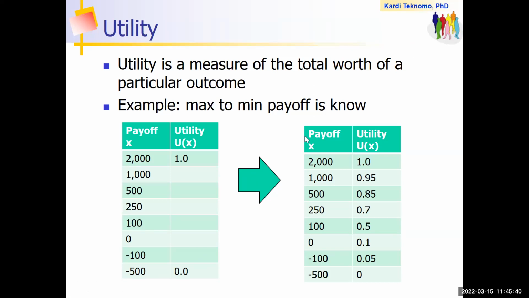Can you get it or not? For example here, if I get minus 500, I will fill in 0. This is your opinion. If I lose 100, I will choose 5%. Then maybe 10%. If I gain 100, that is 50% already. And so on. So you fill in this utility.